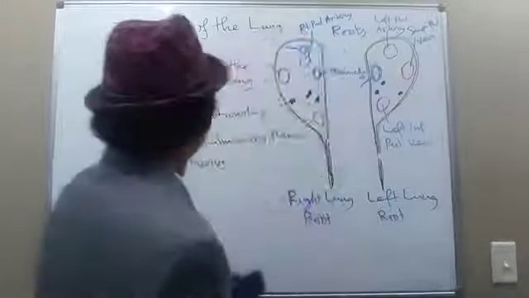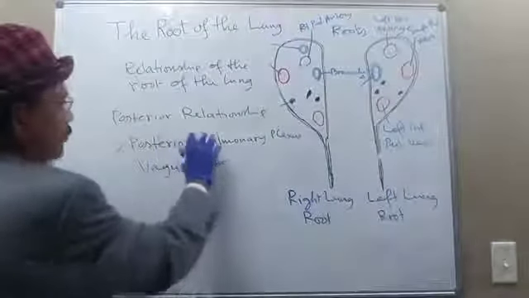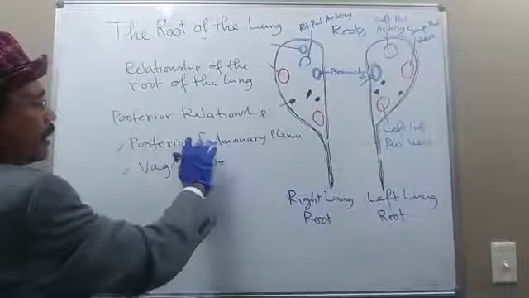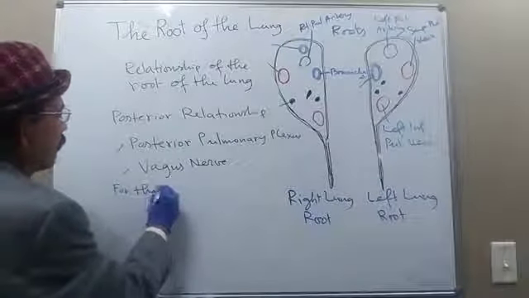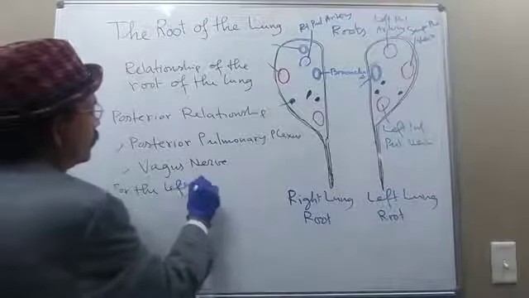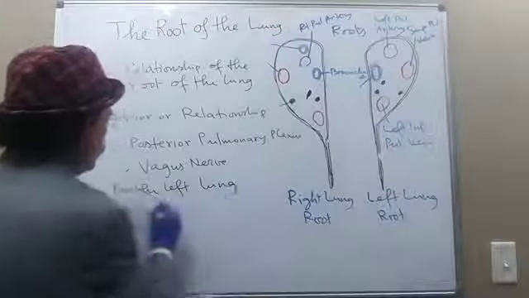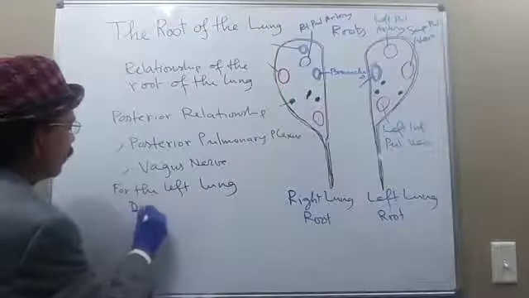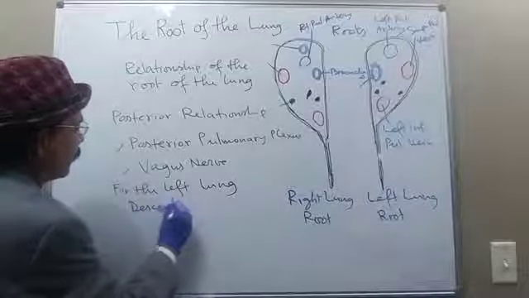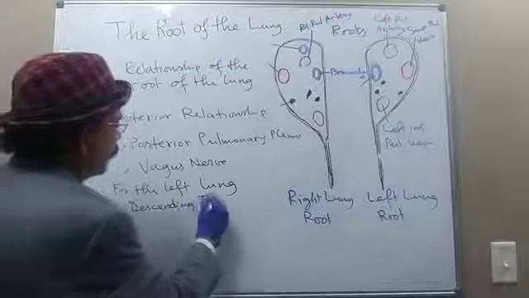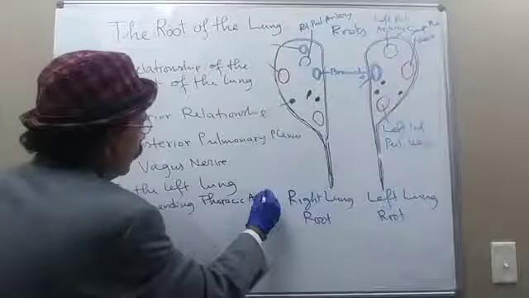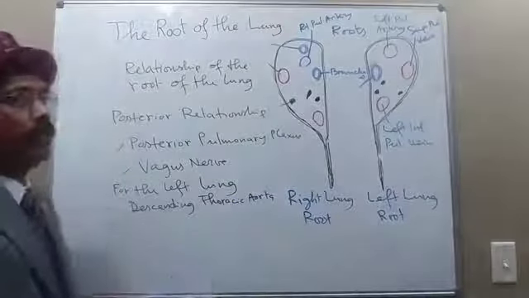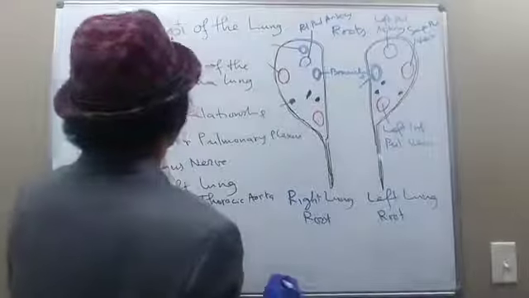Okay, we got that. So posterior relationship, this is common for both the left lung and right lung, but for the left lung we have one more relationship, that is the descending thoracic aorta. Okay, we got the anterior relationship, posterior relationship.